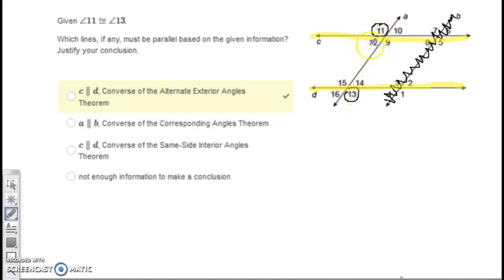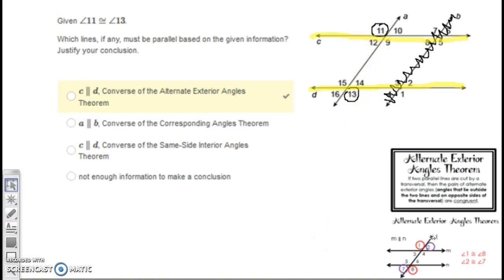Now both of those are outside the parallel lines, and they're on opposite sides of the transversal. So those should be alternate exterior angles. And if alternate exterior angles are congruent, then you know the lines are parallel. So we know that we're dealing with lines C and D. So anything that says anything else, I'm going to get rid of. This one says they're parallel because of alternate exterior angles. That's our answer. But let's just look at this one as well.